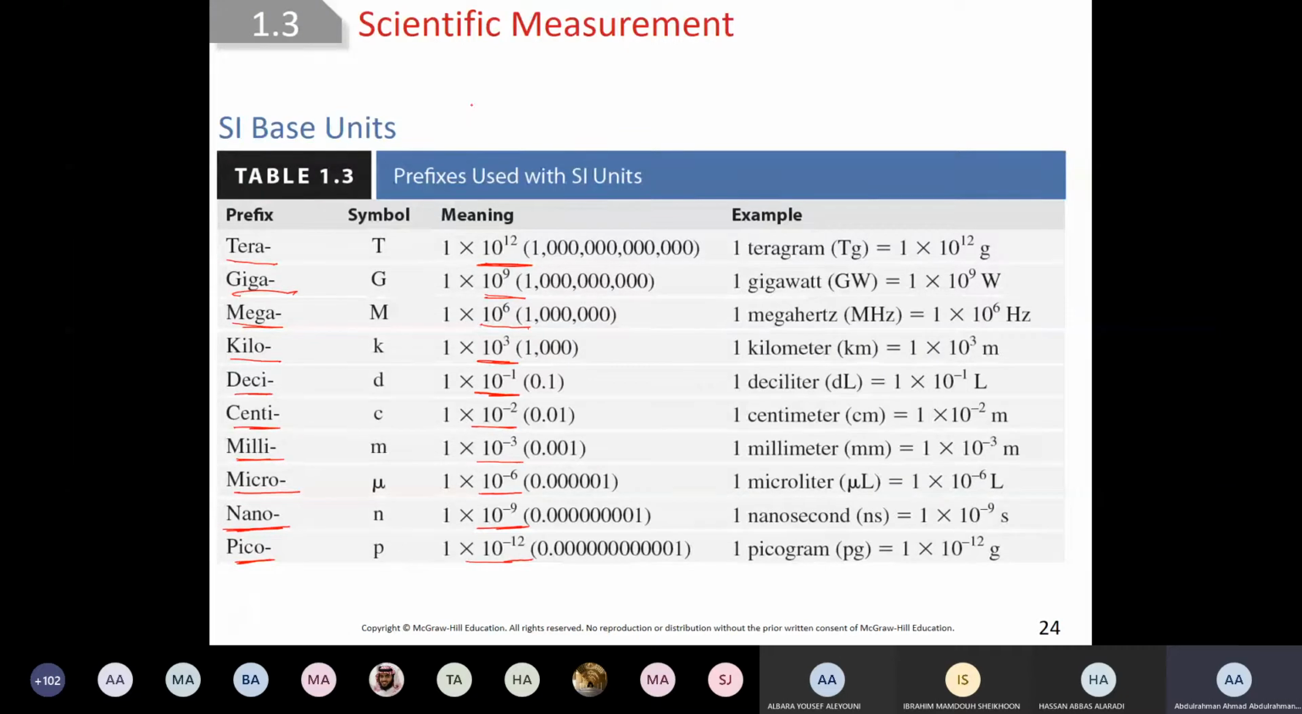What do I mean by this? If I tell you I have 5 nanometers, how many meters is this? Quickly. 5 times 10 to the power minus 9 meter. I want you to know how to make this conversion. Clear? Now, if I have 6 meters and I want to change it to picometers, how many picometers is this?